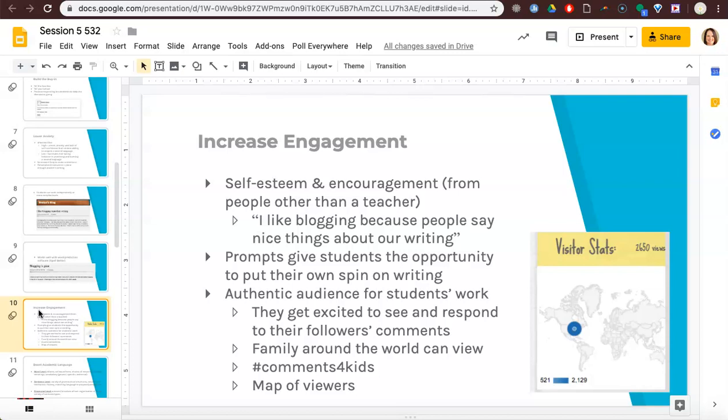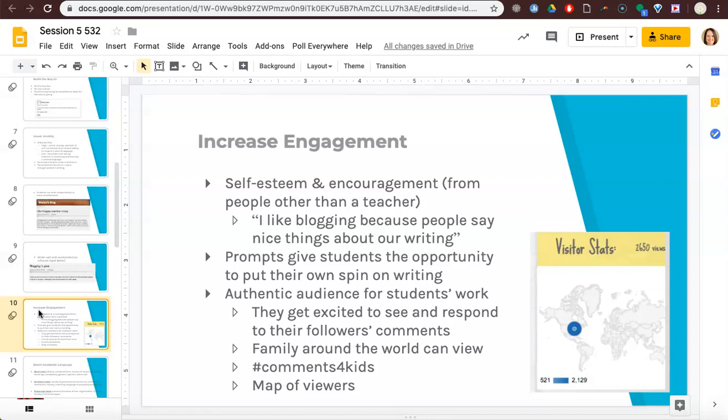And then it also increases engagement. So not only is there more self-esteem and encouragement from people other than a teacher, right? So that's one of the main things. So it's not just Miss Essick who's saying, you're super smart and you're a really good writer and you're great, but they feel like they're still struggling and no one else is telling them this. So it's kind of hard to believe something that they're only hearing from one person. So they're getting reinforcement from other students, other teachers, other parents reading this.